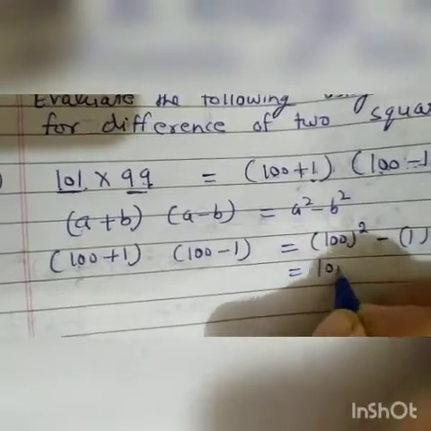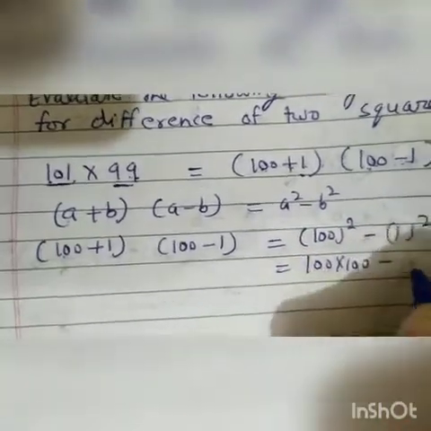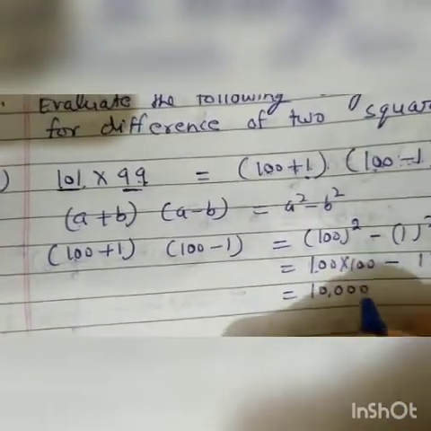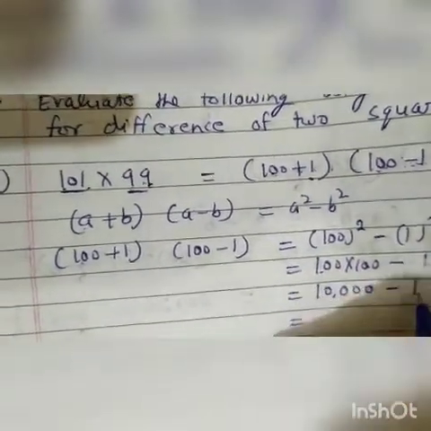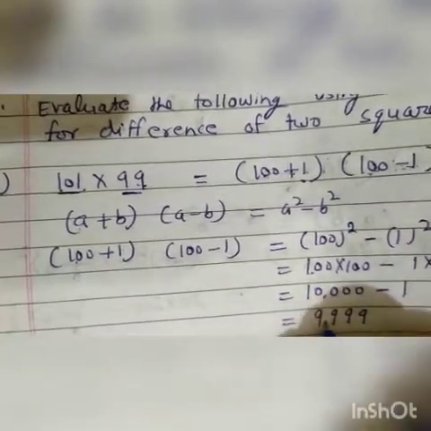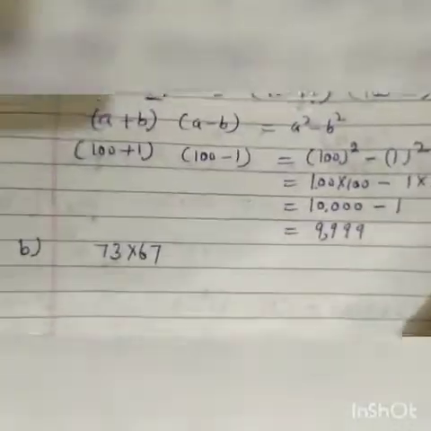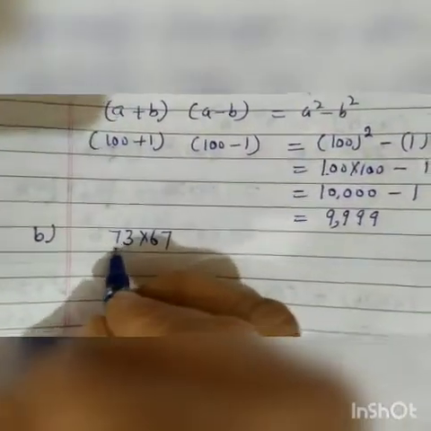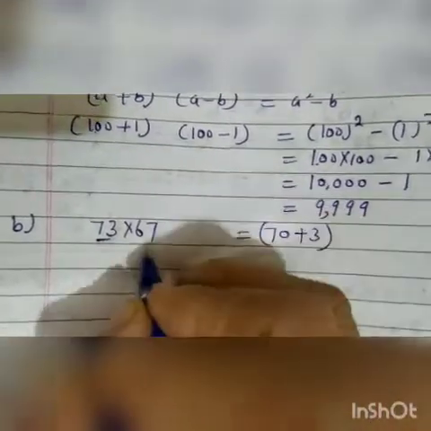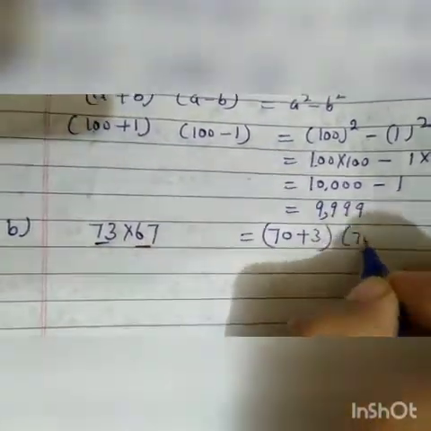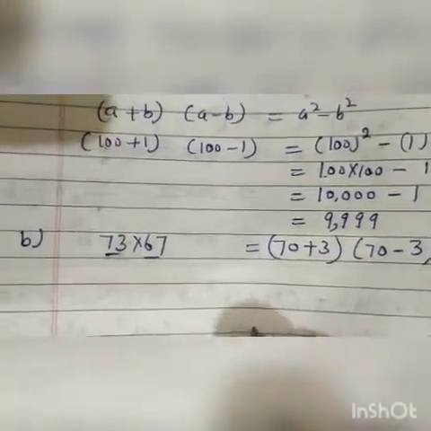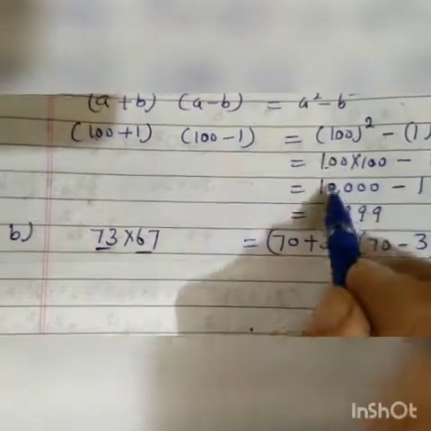100 square means 100 into 100, minus 1 into 1. 100 into 100 means 10,000, minus 1. We will subtract this 1 from 10,000. We will get 9,999. Similarly, this 73 can be written as 70 plus 3, and this 67 can be written as 70 minus 3. Now you will complete this question by yourself as I explained this one.